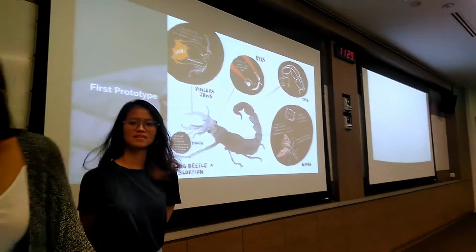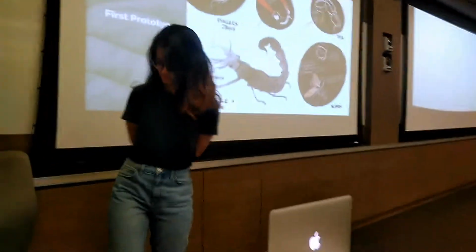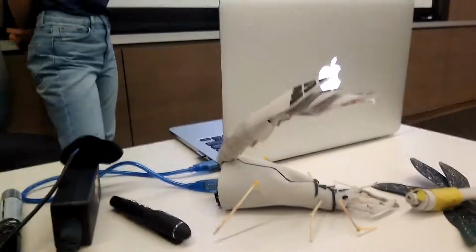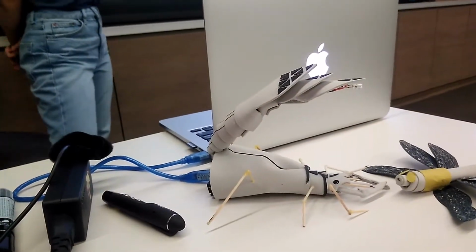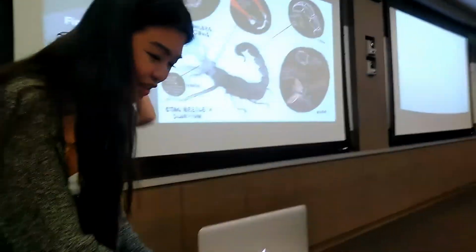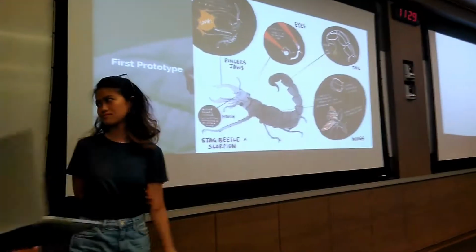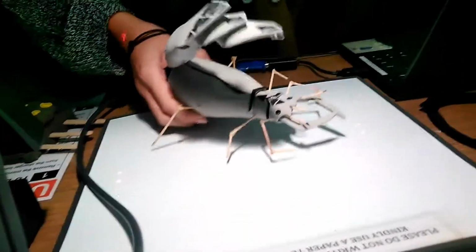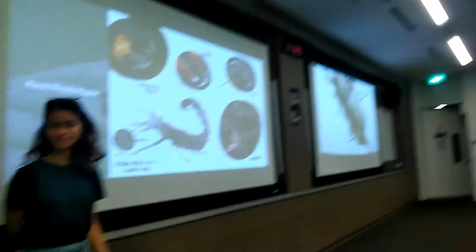Okay, and then we decided that, after looking at all these real insects, we're going to make a hypothetical insect that probably doesn't really exist. So we made it. It's this huge thing with foam and stuff.